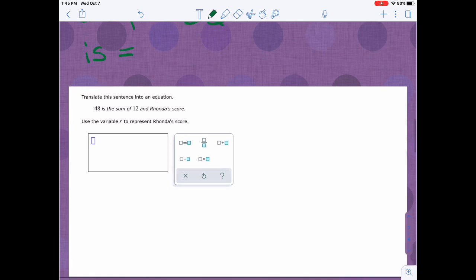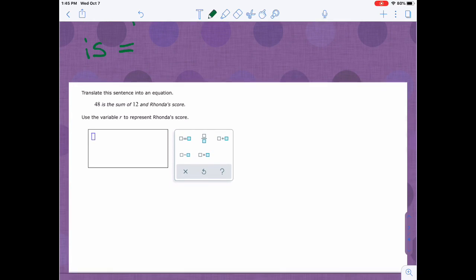Translate this sentence into an equation. 48 is the sum of 12. The sum of is add, 12 and Rhonda's score. And it says use the variable R. So that would do it.